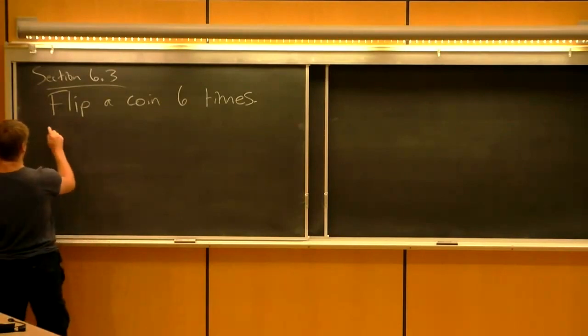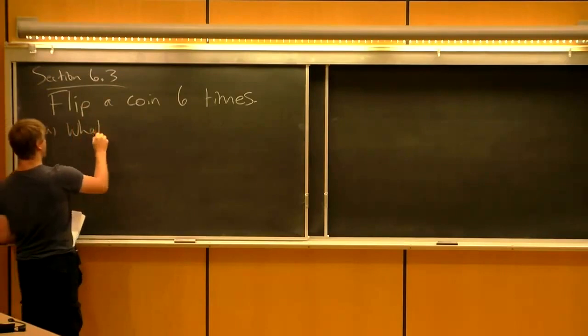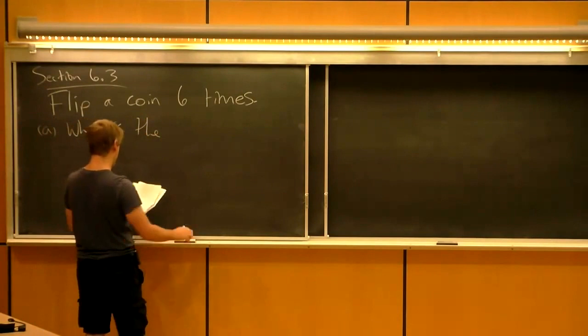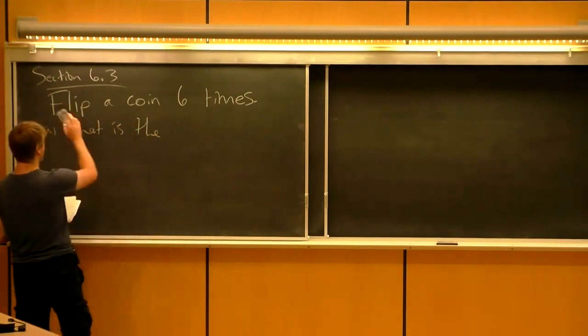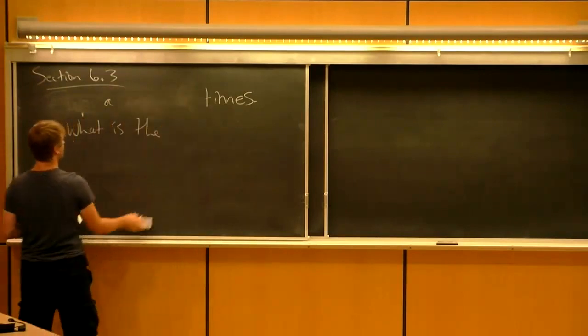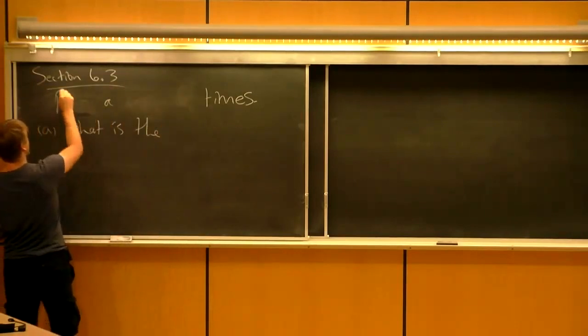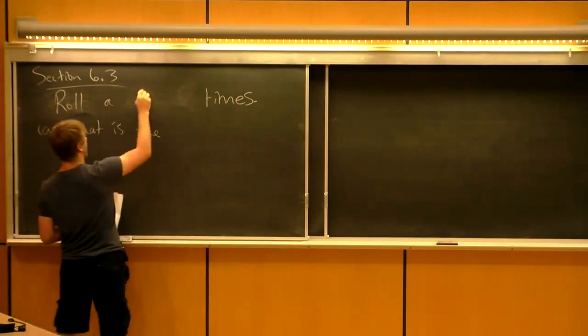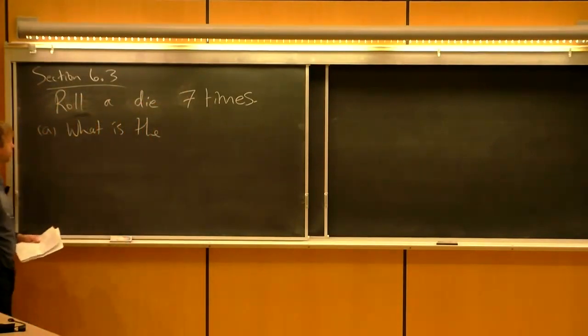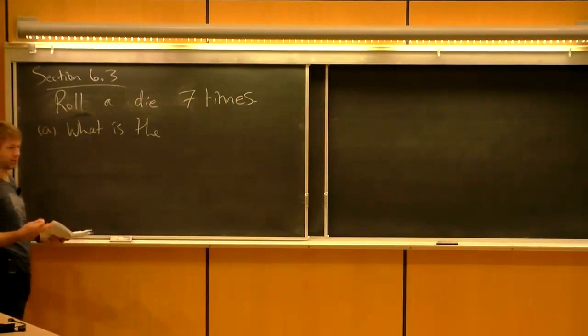So let's say this is part A. I want to roll a die, and let's do it 7 times. Roll a die 7 times. Sorry about that. We already did flipping coins last time.